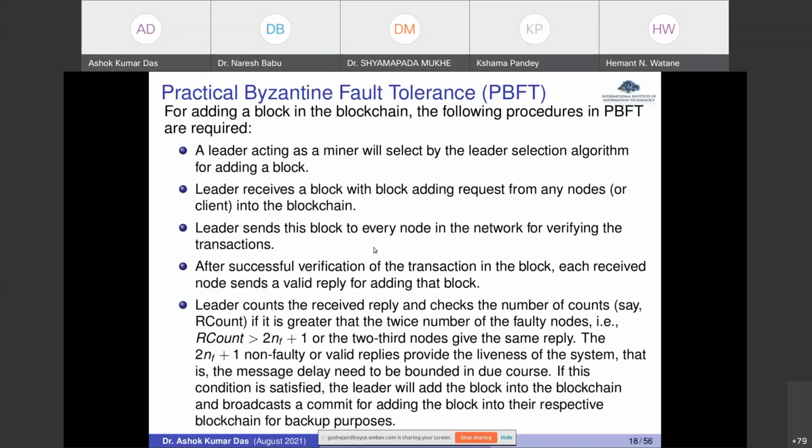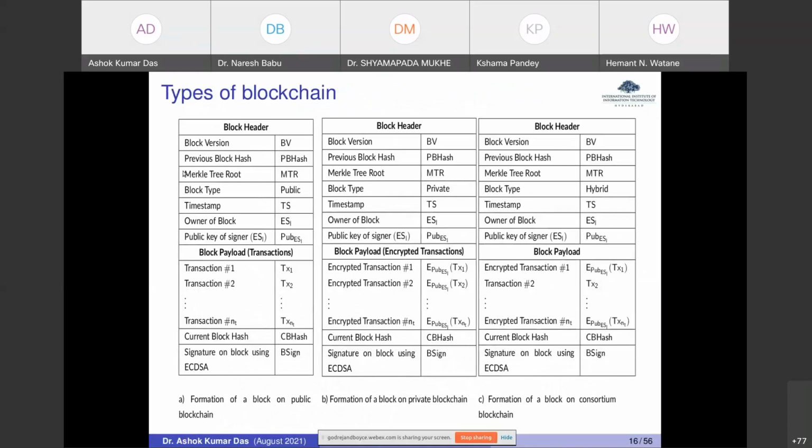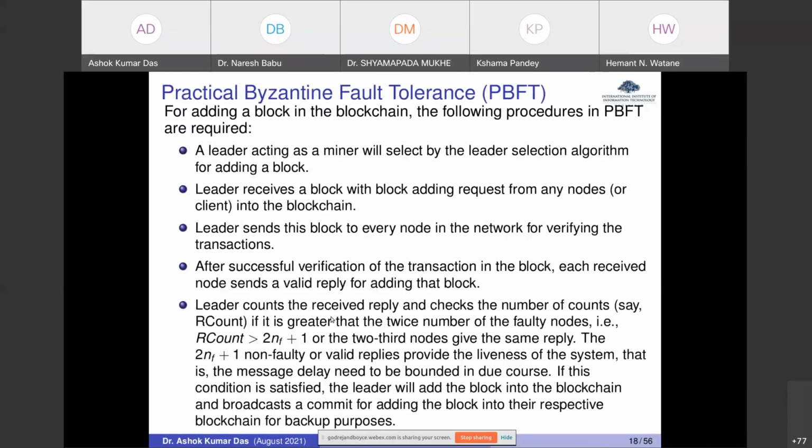Now let us assume that every node in the peer-to-peer network receives the block. They will start verifying the block. The verification of the block will take place at three levels. First, verifying the Merkle root. Next, verifying the current block hash, and finally verifying the signatures. If all verifications are successful, then a peer node will send a valid reply for adding that block in the blockchain.